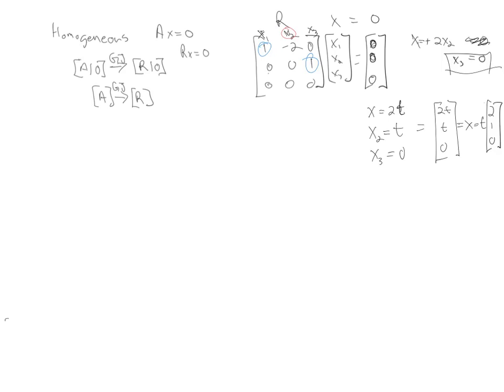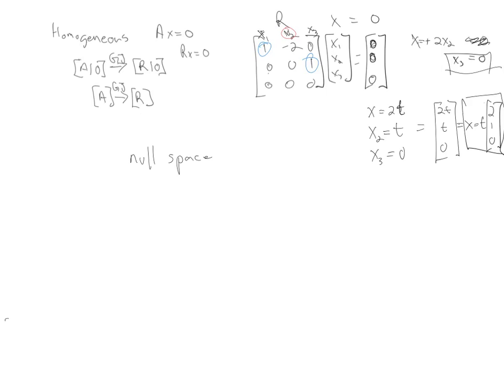Now, the general solution to Ax equals 0 is your null space. So it's your null space for A, because your null space is all possible solutions to Ax equals 0. Any value of t will give you a vector that if you multiply it by A will give you 0.